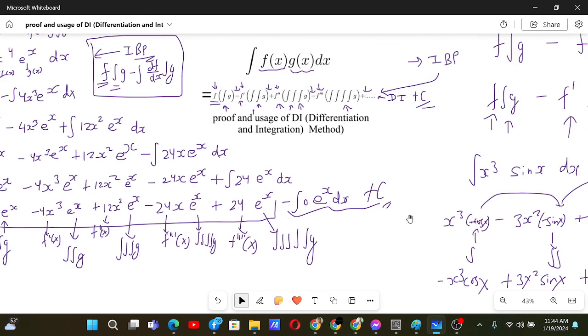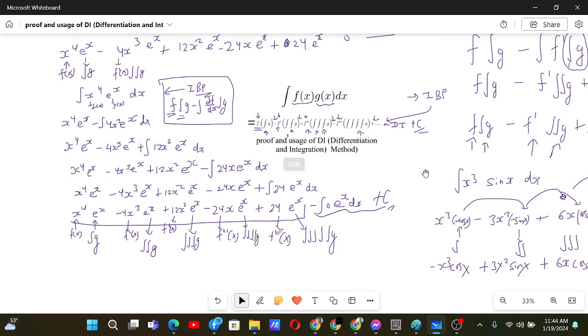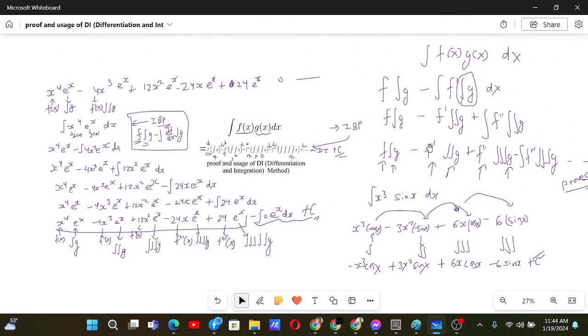Now I hope you got an idea about solving problems using the DI method, why the DI method works, and the proof of the DI method. I hope you will enjoy using this method.